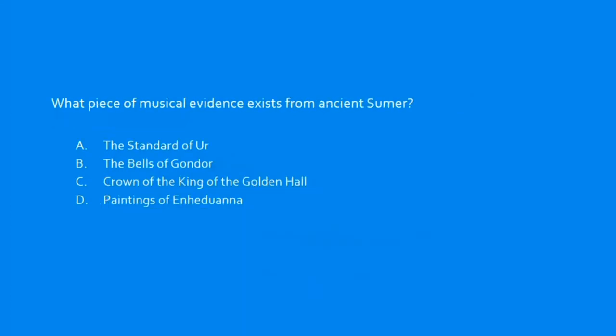What piece of musical evidence exists from ancient Sumer? Is it A, the Standard of Ur? B, the Bells of Gondor? C, Crown of the King of the Golden Hall? Or D, Paintings of Enheduanna?